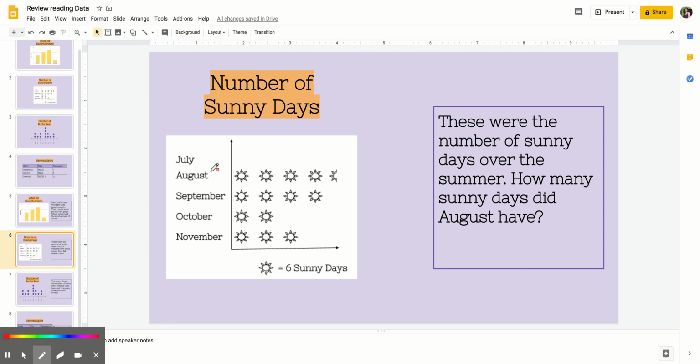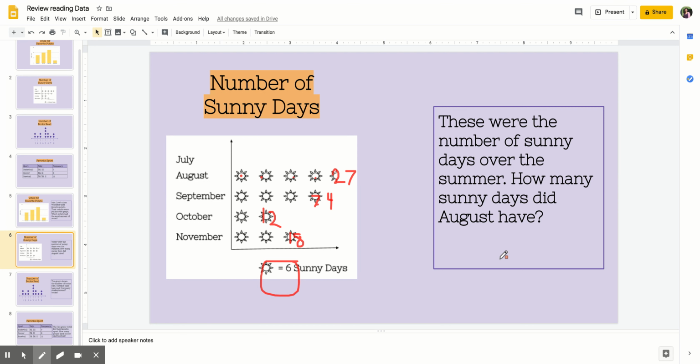Number of sunny days. We've got our pictograph here. I know in my key there are 6 sunny days, so I know this will be 6, 12, 18, 24, plus half of 6 is 3. 24 plus 3 will be 27. So I know this is going to be 24. This was 6 and 12. One more group of 6 after 12 will be 18. So I've gone ahead and labeled my graph before I even look at the question.